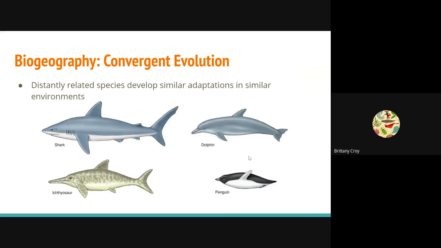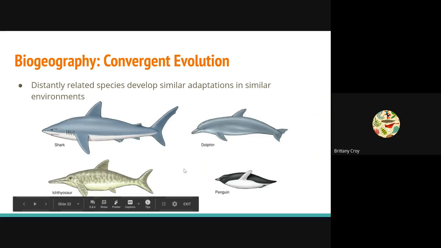Another biogeography example is the opposite of this, convergent evolution. This is when organisms are not related, so they never lived in the same area, or they didn't used to live in the same area, but now that they live in the same area, they have evolved the same adaptations. For example, a shark is a fish, kind of like an ancestor to a fish, and a dolphin is a mammal. So they're not related. Sharks and dolphins not related. But look at them. Look how similar their body plan is.